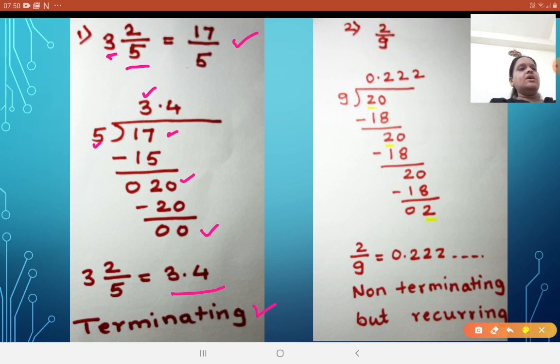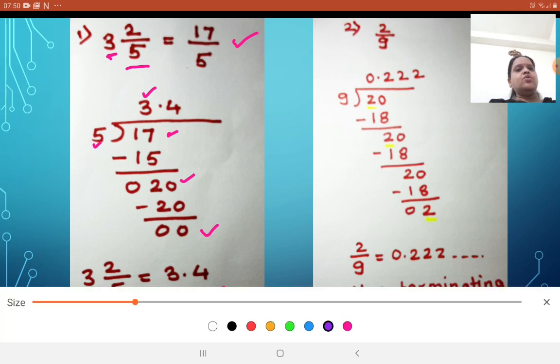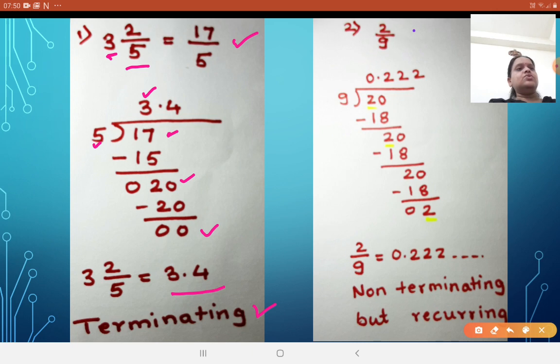See the next one. The question is given as 2 upon 9. Divide the number 2 by 9. Can we divide it directly into the number 2? Not possible. So I have taken 0, then the decimal point, and made it 20. Now, 9 2s are 18. Again I am getting the remainder as 20 minus 18, 2. Again if I divide, 9 2s are 18. Again remainder 2.